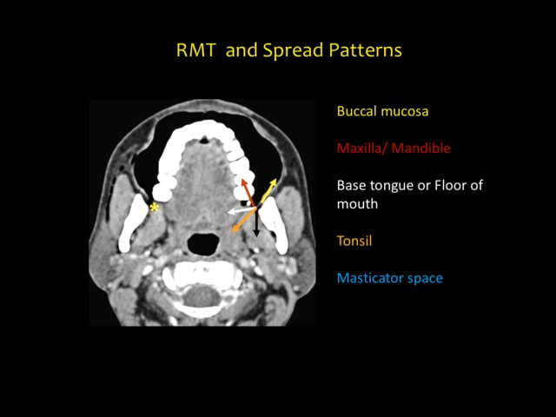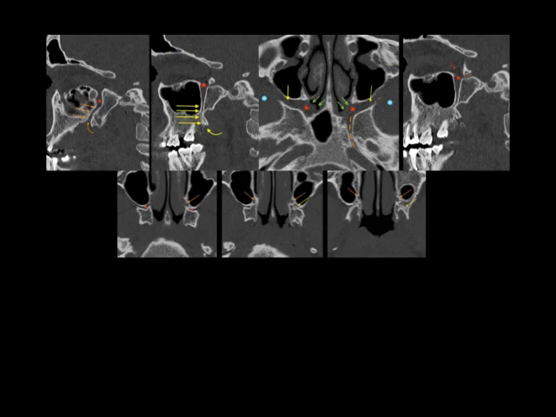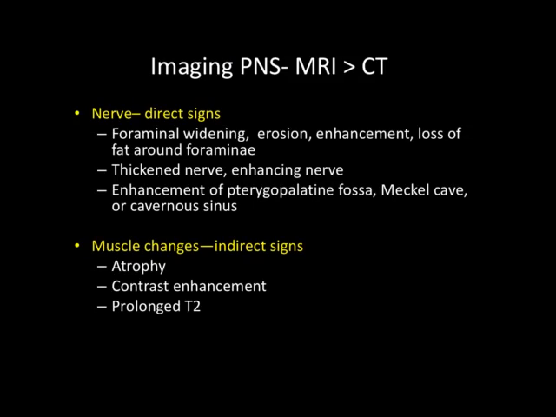So we have indirect signs. I did not come to that. Did we pass that slide? I think we did pass. I did not discuss that slide. The perineural spread of the nerve root. So you have to remember there are direct signs of perineural spread, and there are indirect signs of perineural spread.